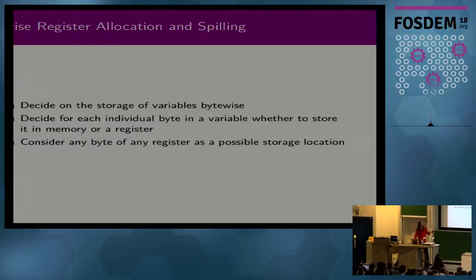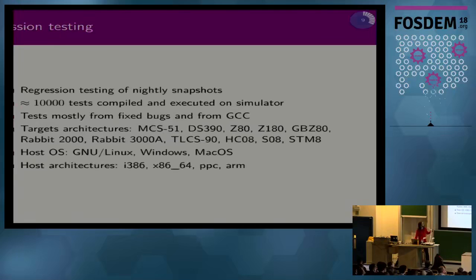So any byte of any register is considered a possible storage location, so we can actually use the registers in weird ways, not even the kind the designers of the architecture intended. Okay, so next question is how reliable is a compiler? You don't want compilers to have too many bugs.